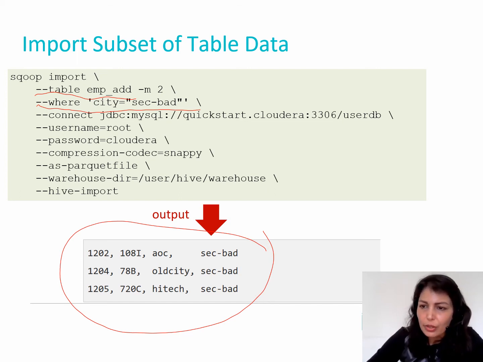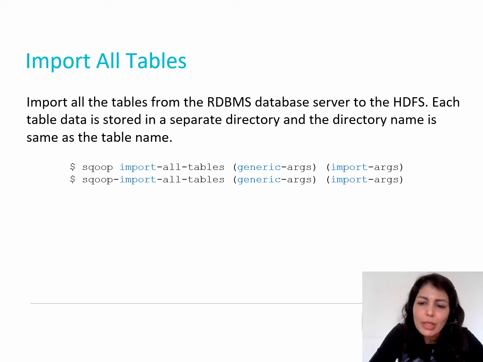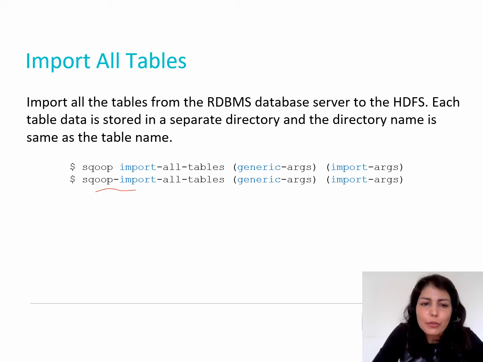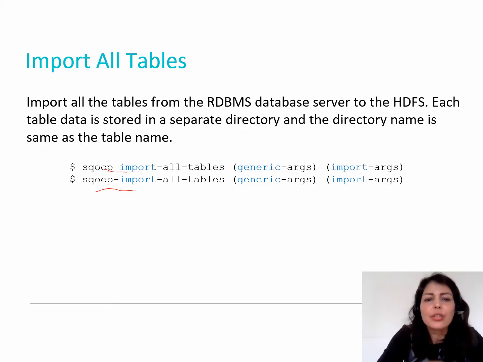Okay, let's go to the next slide. In the two previous examples, we imported just one table. Now, if you want to import all tables through one command, you can do it, of course. It's very simple. You can use Sqoop import all tables, or these two commands. The only difference is we have a dash here, and it doesn't matter if you use a space like the first line or you use a dash in the second line.